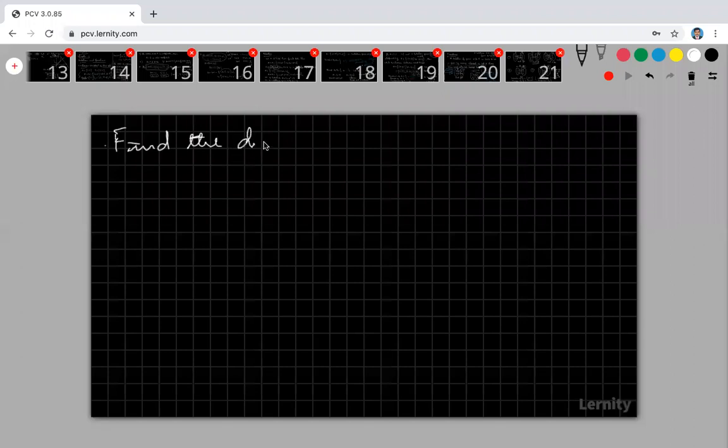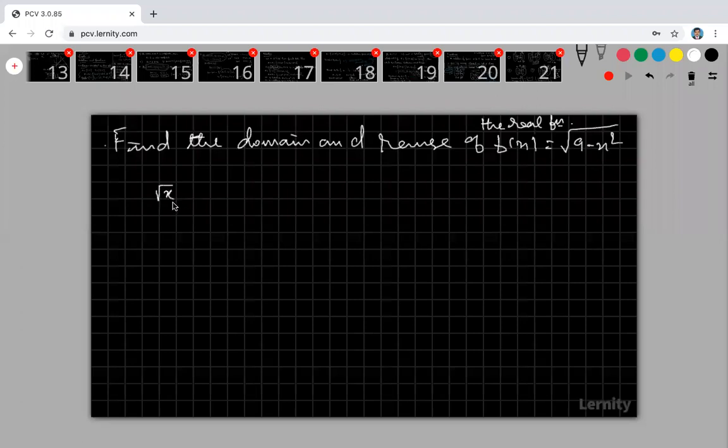Find the domain and range of f of x is equal to root of 9 minus x square. f of x is a real function. So how to find the domain and range of the real function? Look at that. My root x is a real number. My root x is a real value.